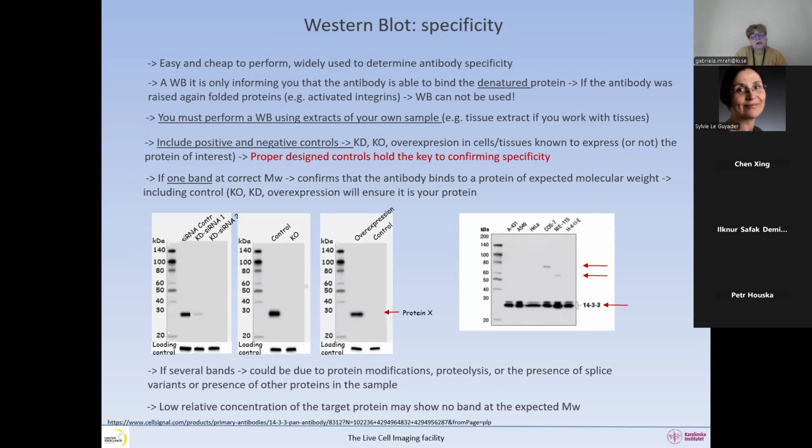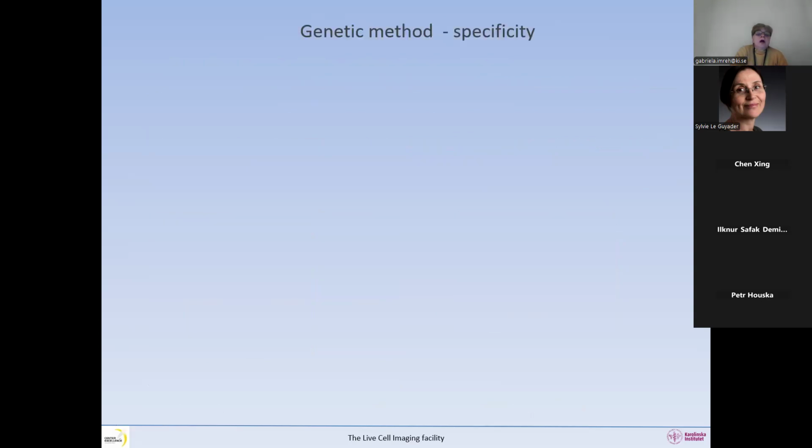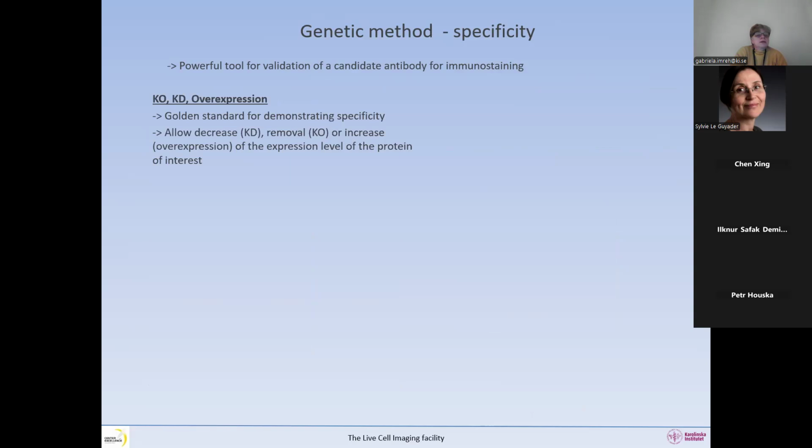Sometimes, due to the low relative concentration of the target protein, you might not identify any band of interest. Now, if we are using genetic methods to show specificity, which is a very powerful tool to validate a candidate antibody, especially for immunostaining, you will use knockouts, knockdowns, or overexpression. It's quite easy to achieve in cells, where we can increase, decrease or remove the amount of the protein and compare the results.